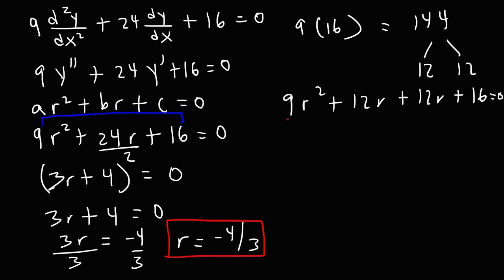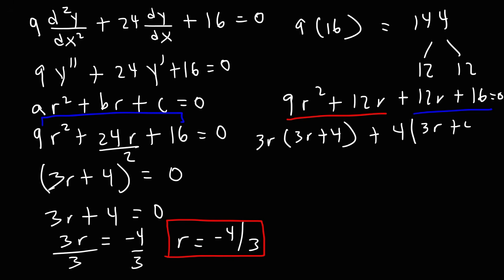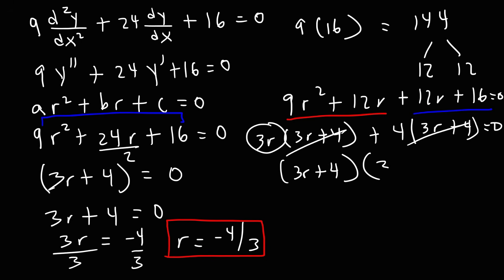Next, factor by grouping. In the first two terms, take out a 3r. You'll be left with 3r plus 4. And then in the last two terms, take out the GCF, which will be 4 in this case. 12r divided by 4 is 3r. 16 divided by 4 is 4. The fact that these two are the same tells you that you are on the right track. So if you factor out 3r plus 4, you'll be left with 3r plus 4, which is the same as what we have here.